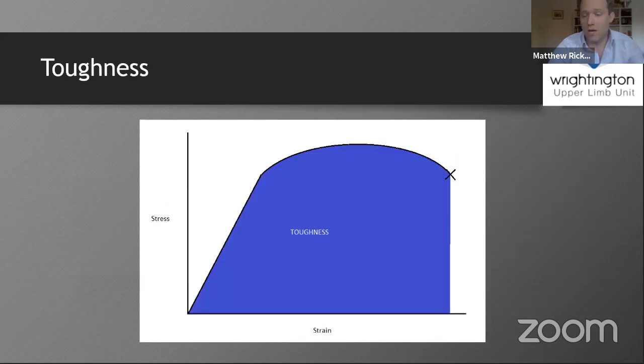Now, when asked about toughness, toughness is the area underneath the curve. It equates to the area under the whole of the stress strain curve. Okay, it's the total amount of energy that can be absorbed by a material before fracture.